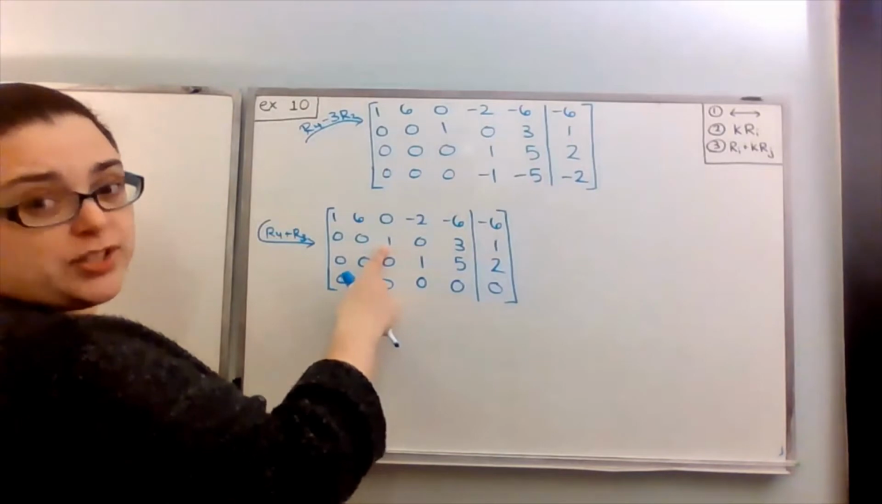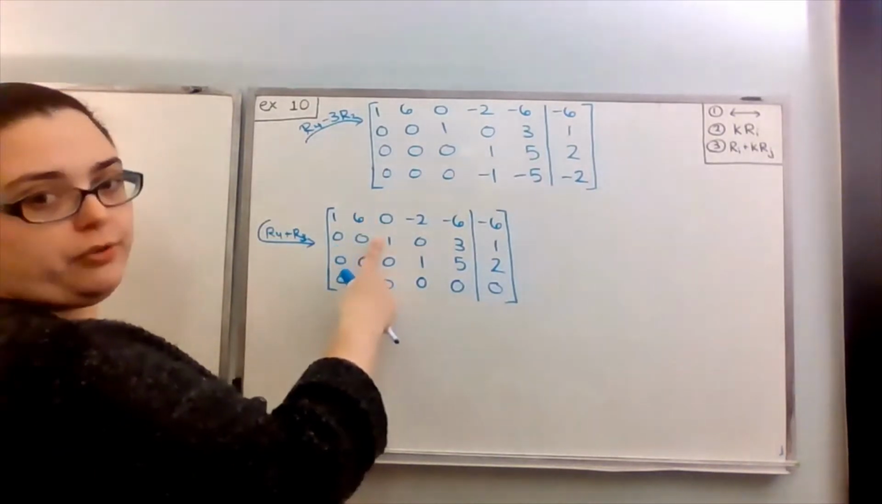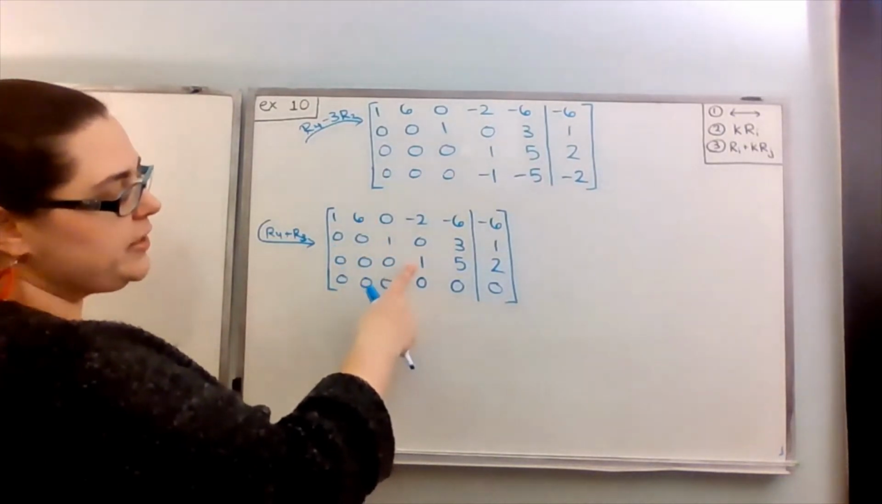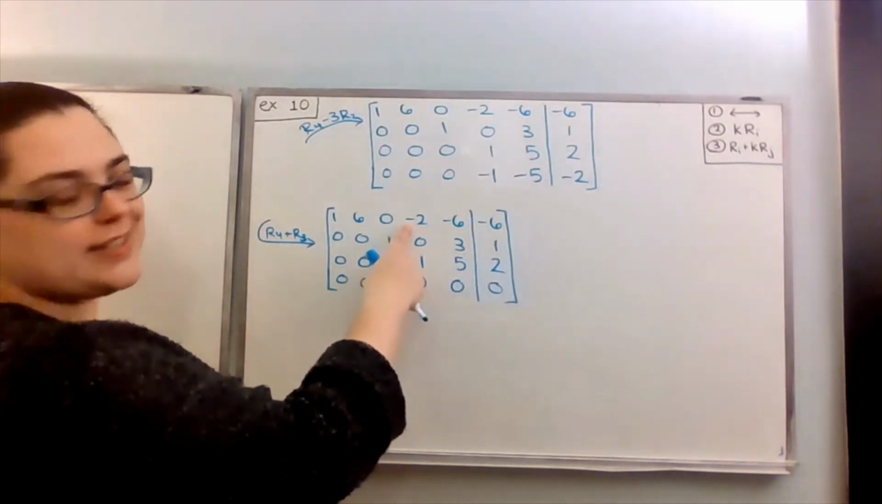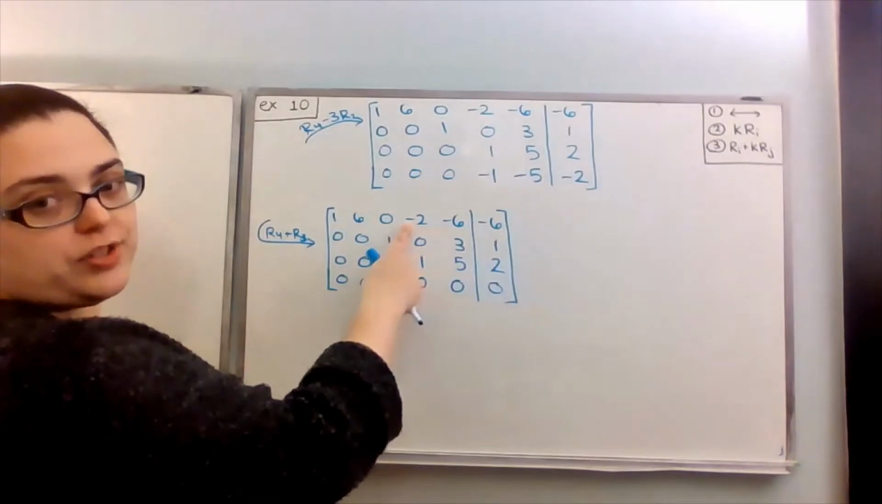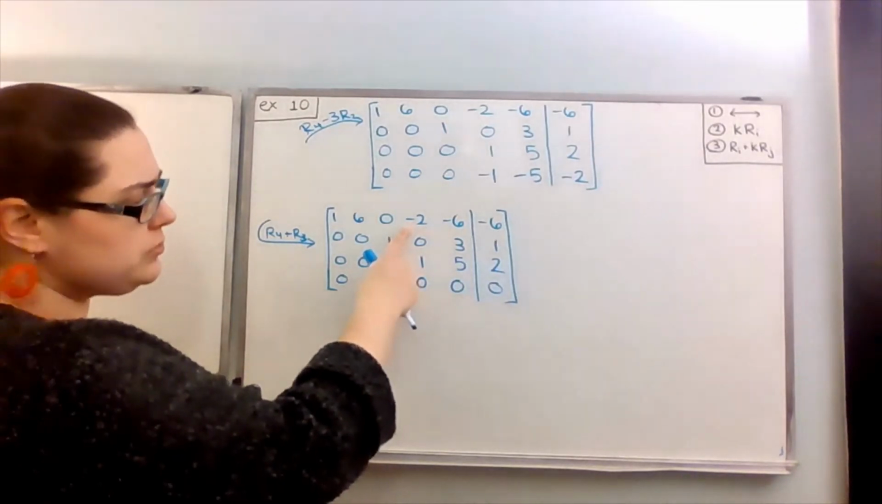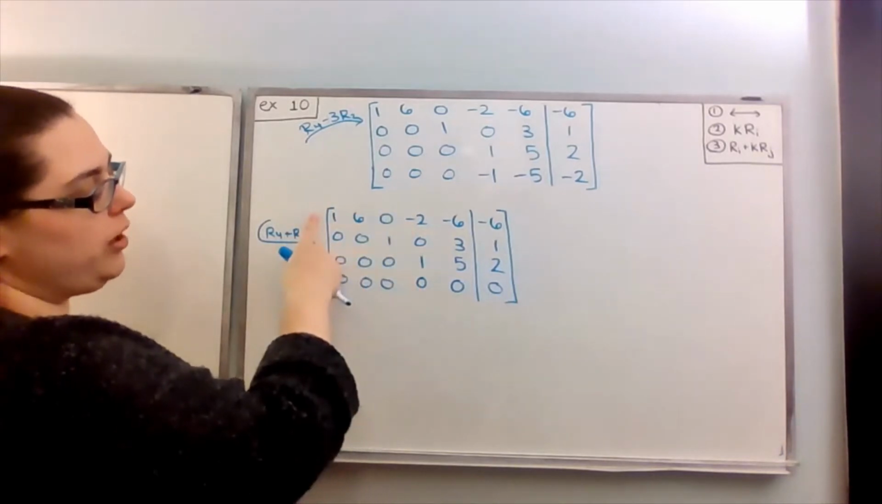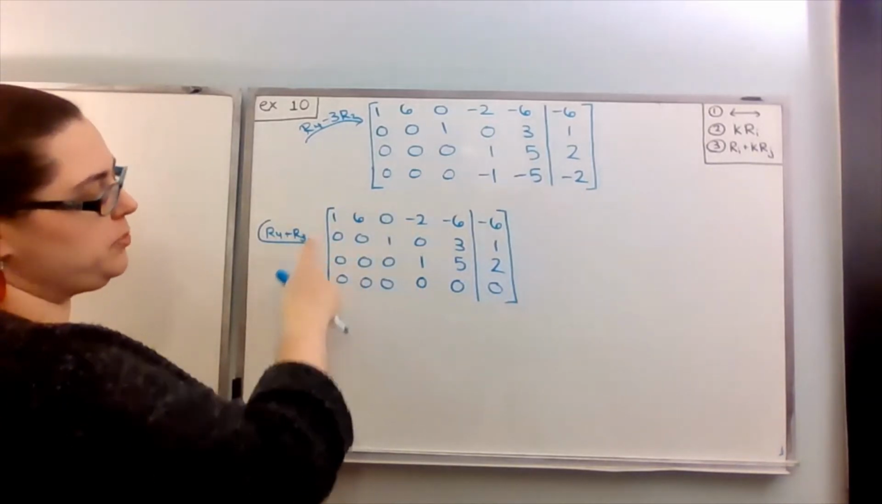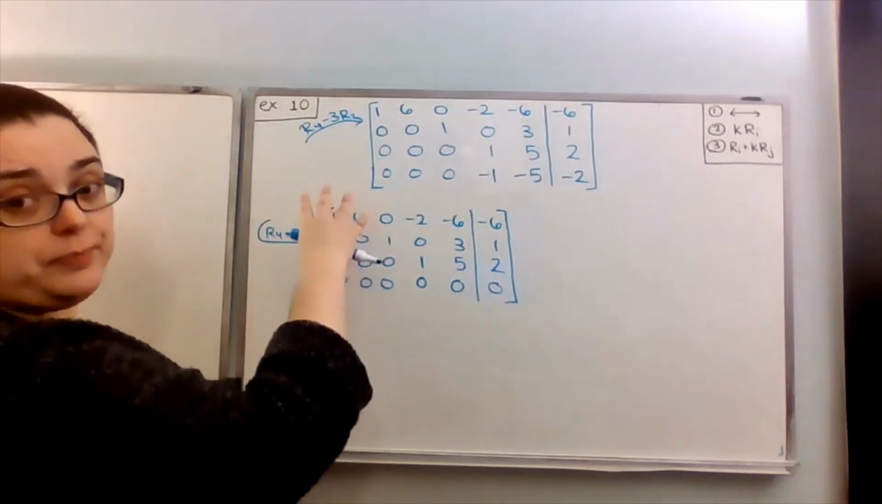This leading one actually has a 0 above it, so we're good to go there. And this leading one has a 0 below, a 0 above, and now we have a row that's not a 0 here. So this is the one we're going to have to change. In order to change this, we're now going to take row 1, and we're going to add an appropriate multiple of row 3 to get rid of it.